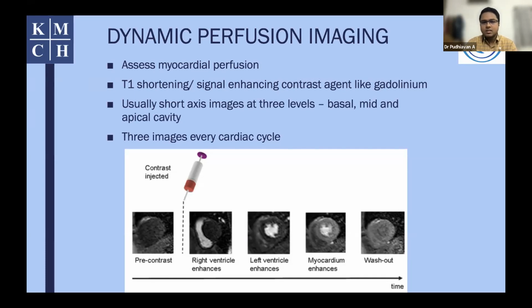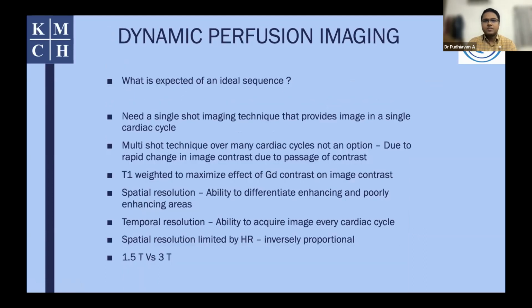As you can see in this diagrammatic representation, we take a short pre-contrast run, then the contrast is injected, and then the contrast enters the right ventricle, then the left ventricle, then there is perfusion of the myocardium, and finally there is washout of contrast from the myocardium. This is the contrast kinetics that happens when we inject contrast agent into the patient.